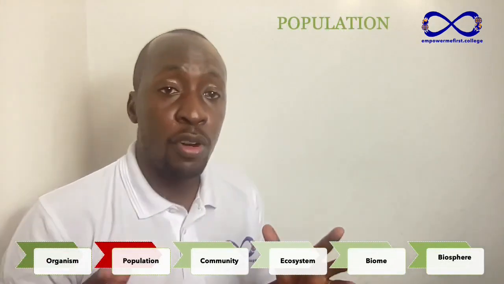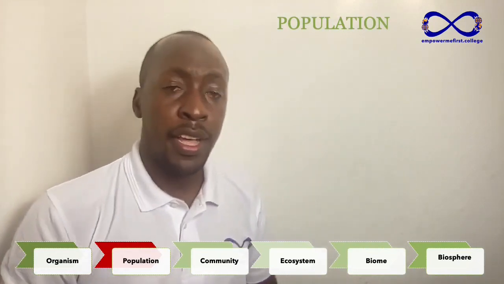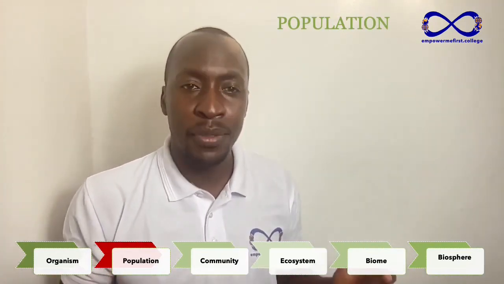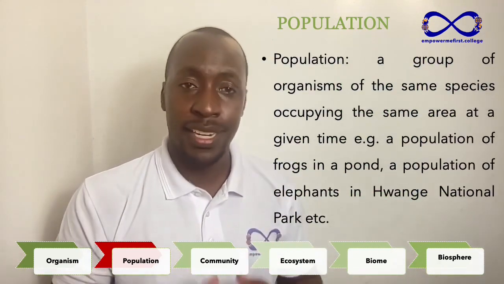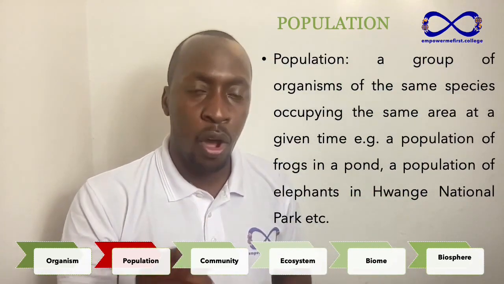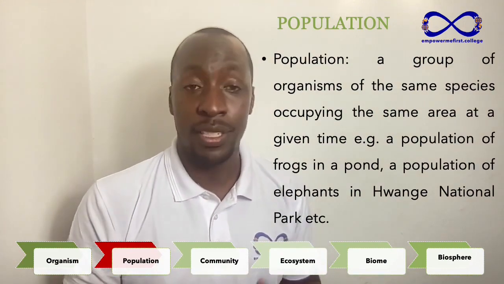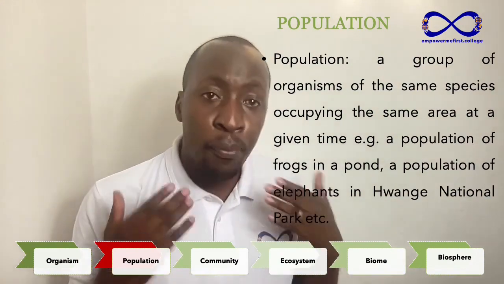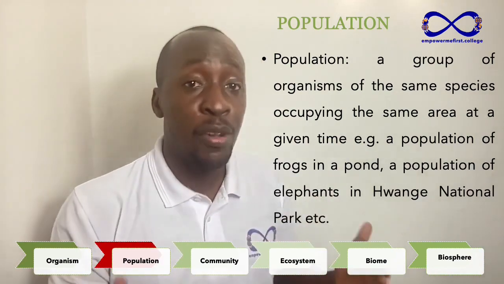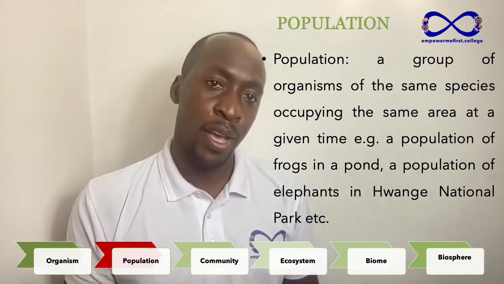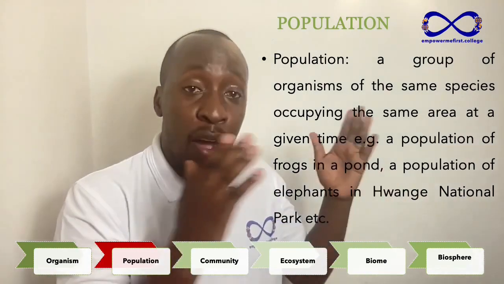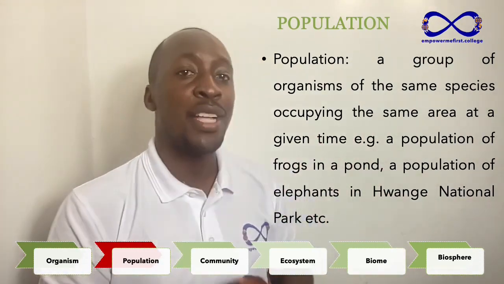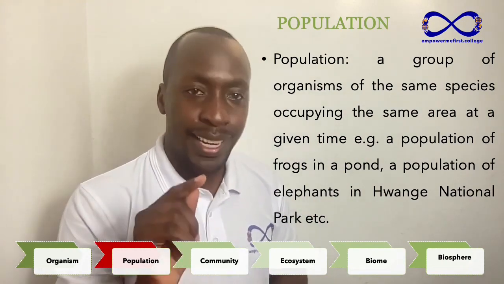The second level of organization is a population. When organisms of the same species come together in a certain area, they form what we call a population. A good example is the number of frogs in a pond or the number of lions in a national park. The number of frogs in a pond in a given area can also give rise to what we call population density.